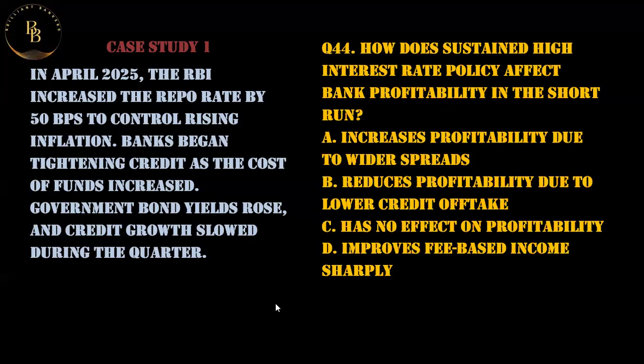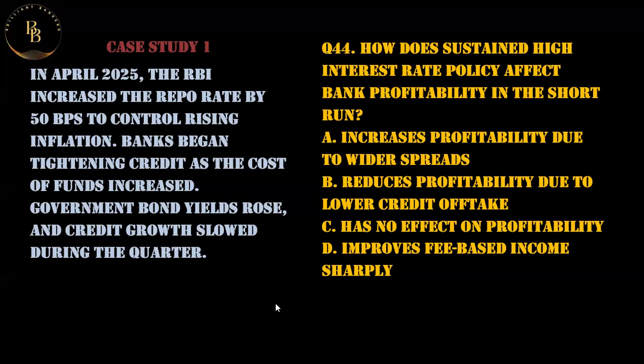Question number 44. How does sustained high interest rate policy affect the bank profitability in the short term? It increases profitability due to wider spreads. It reduces profitability due to lower credit offtake, has no effect on profitability, or improves the fee-based income sharply. How does sustained high interest rate policy affect the bank's profitability in the short term? What happens?